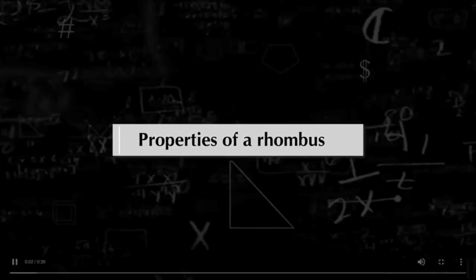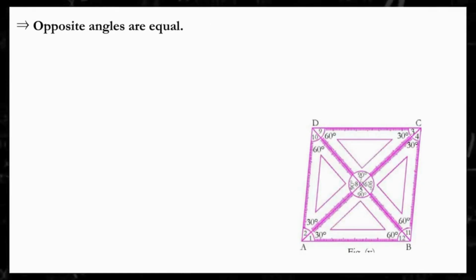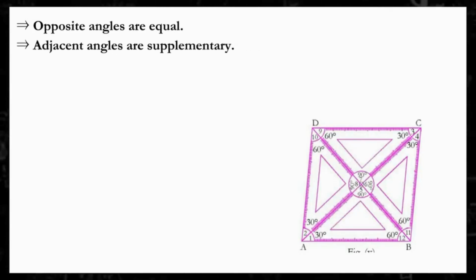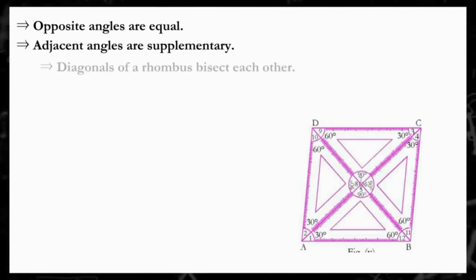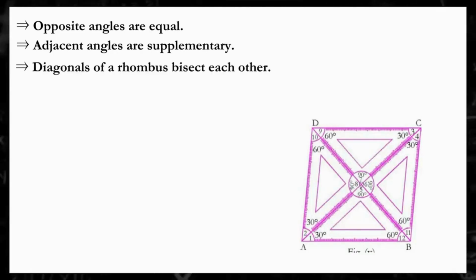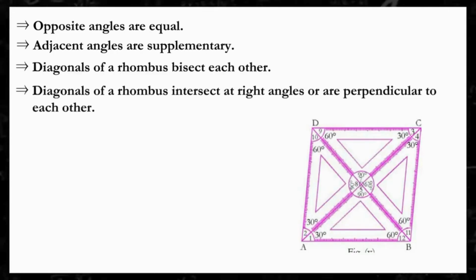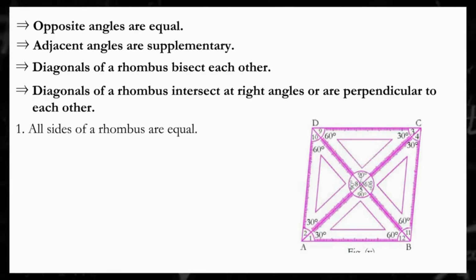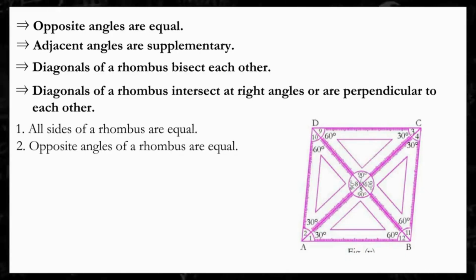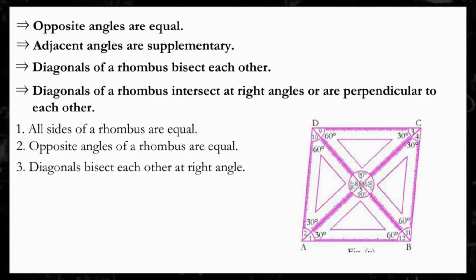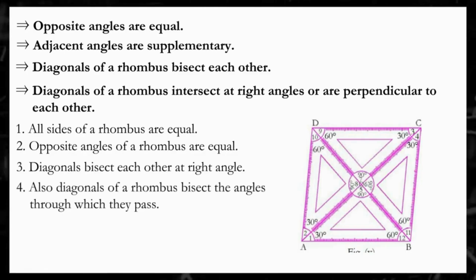Properties of a rhombus. Opposite angles are equal. Adjacent angles are supplementary. Diagonals of a rhombus bisect each other. Diagonals of a rhombus intersect at right angles or are perpendicular to each other. All sides of a rhombus are equal. Opposite angles of a rhombus are equal. Diagonals bisect each other at right angle. Also, diagonals of a rhombus bisect the angles through which they pass.